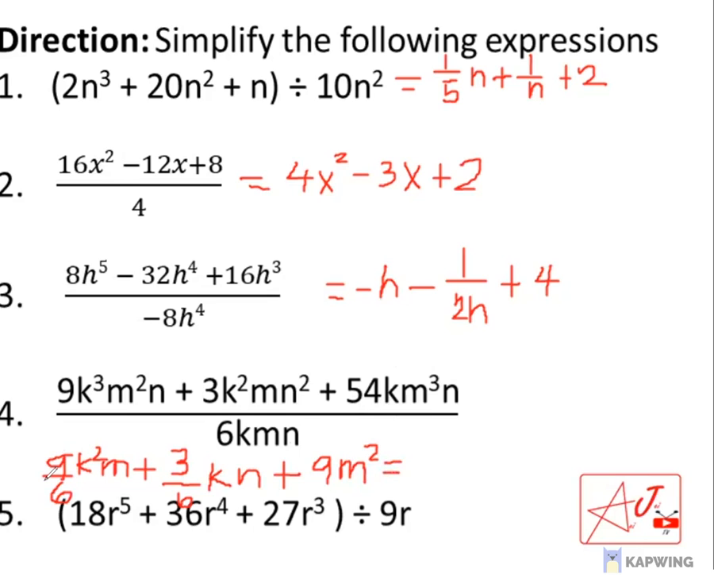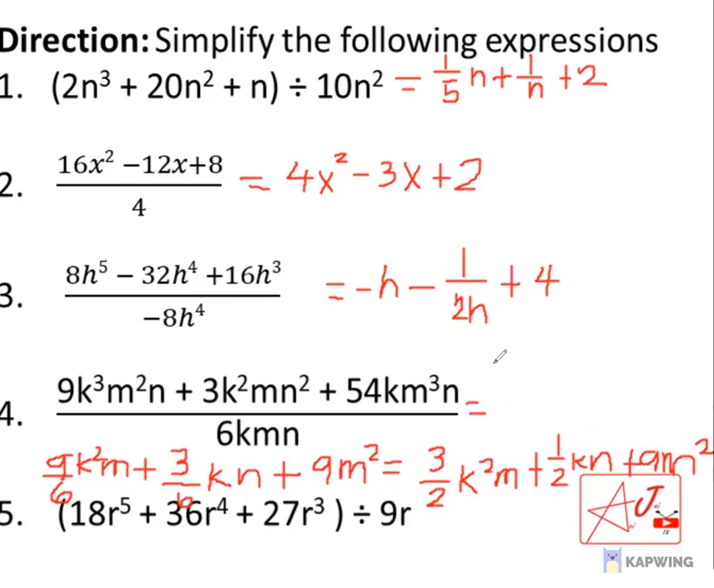Si 9 over 6, pares silang divide sa 3. So, 9 divided by 3 is 3. 6 divided by 3 is 2. So, ang ating answer sa first term ay 3 over 2 k squared m plus yung kabila, pares pa rin sa 3. So, magiging 1/2 kn plus 9m squared. So, yung ating magiging final answer.